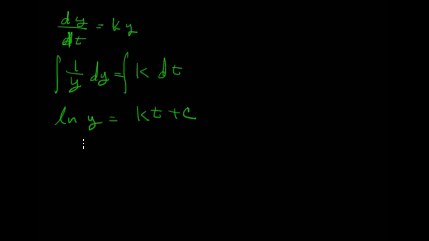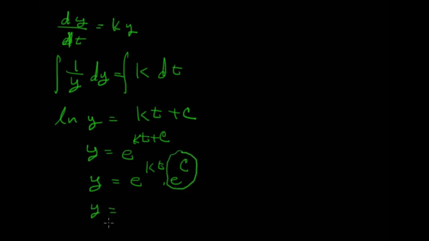So now the question becomes, what happens here? Which one of these could be a possible answer? And it looks a little weird, right? So let's take e of both sides. We get y is equal to e to the kt plus c, which is y equals e to the kt times e to the c. Now, e to the c is a constant, so I'm going to call that c2.